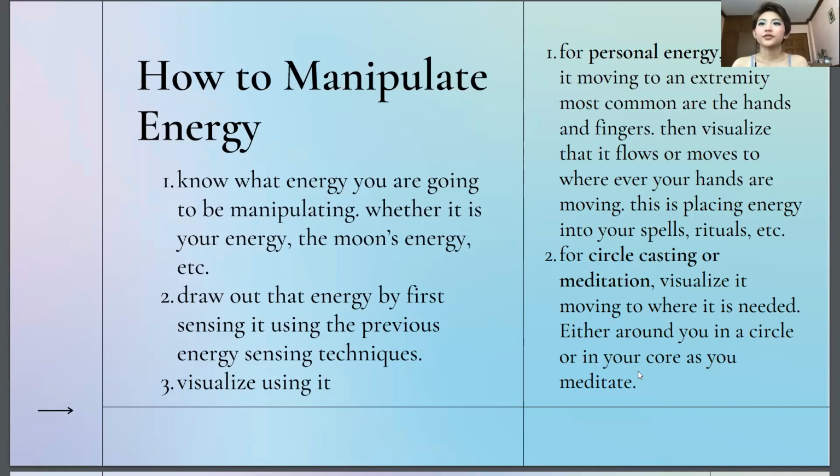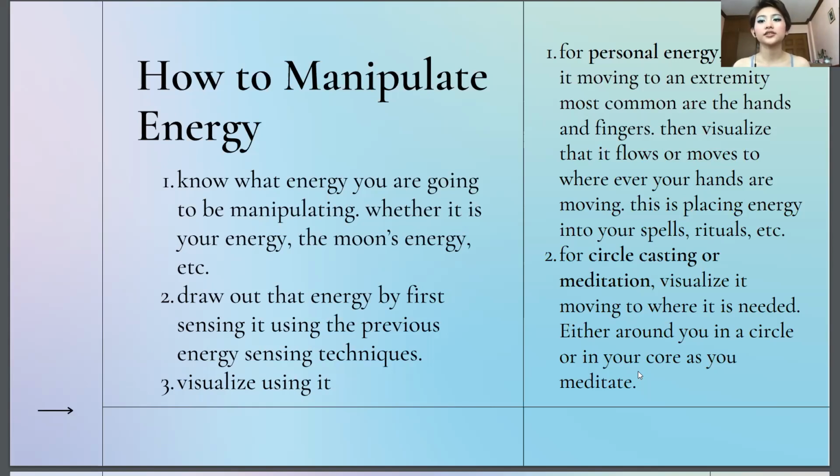So this is how to manipulate energy. First, know what energy you're going to be manipulating. This is why I taught how to sense other energies first, before I taught how to manipulate energy. You have to know what energy you're going to manipulate, whether it's your own energy, the moon's energy, etc. Whatever energy it is. Those are the types of energy, whether it is the energy from planetary bodies, from the elements, or your own energy. You have to know what you're using.